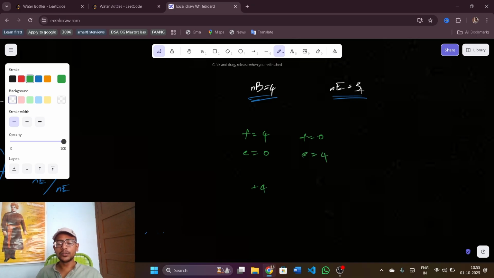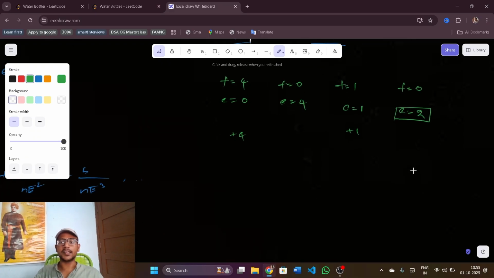Now I need to give 3 water bottles. So I'll get one filled water bottle and empty is just 1. Now I'll just add it. So the answer will be 5, however. Now I will drink this one filled water bottle, then filled is 0, empty is 2, right? So I got 2 as empty at the last.